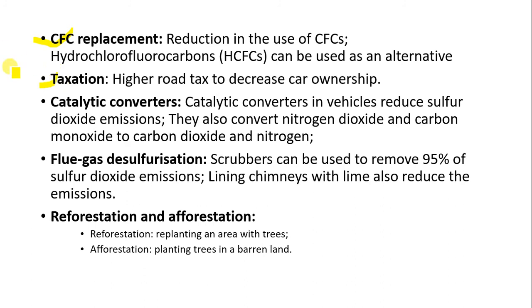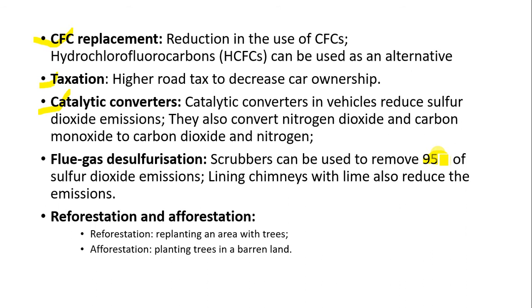We should also encourage the use of catalytic converters. Catalytic converters in vehicles reduce sulfur dioxide emission. They also convert nitrogen dioxide and carbon monoxide to carbon dioxide and nitrogen, so it reduces the impact of the emission of these gases into the atmosphere. We can also have flue gas desulfurization, which has to do with the use of scrubbers, which can remove approximately 95% of sulfur dioxide emissions. Lining chimneys with lime also reduces the emission.